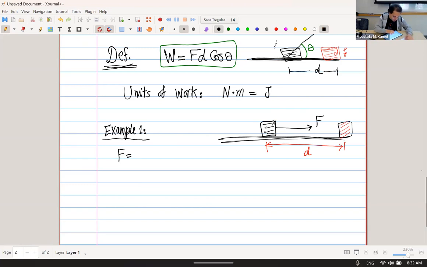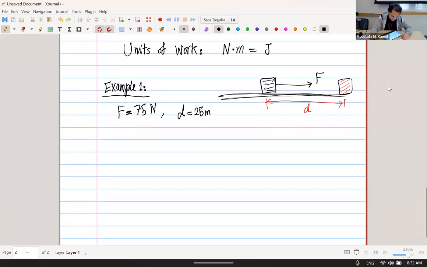Let's say we have a force of 75 newtons and a distance of 25 meters. So in this case, the work done is equal to F d cosine theta. In this case, theta equals 0, so cosine 0 is 1. So this is equal to 75 newtons times 25 meters times cosine of 0 degrees. Cosine of 0 degrees is just 1.